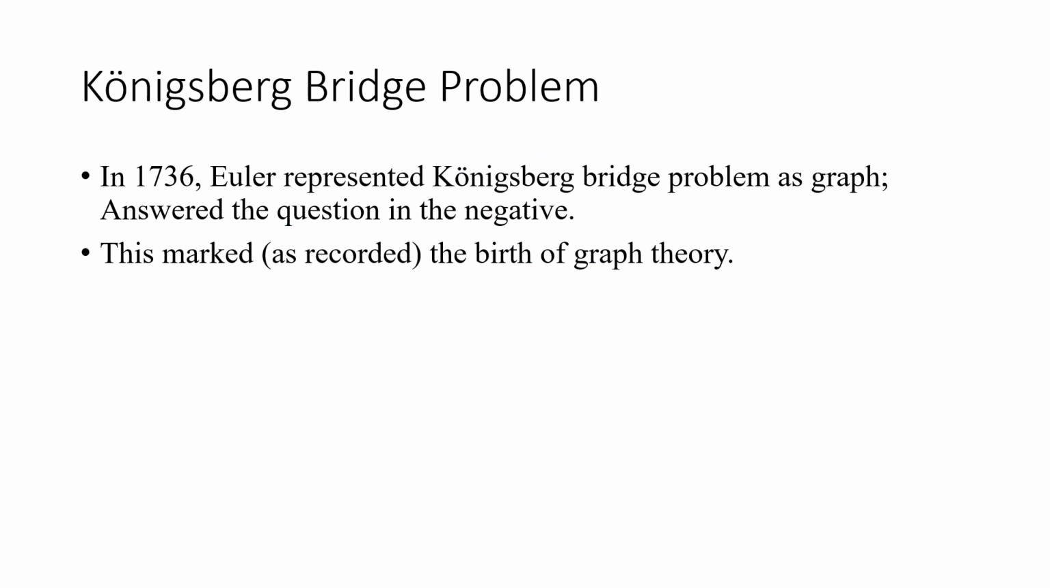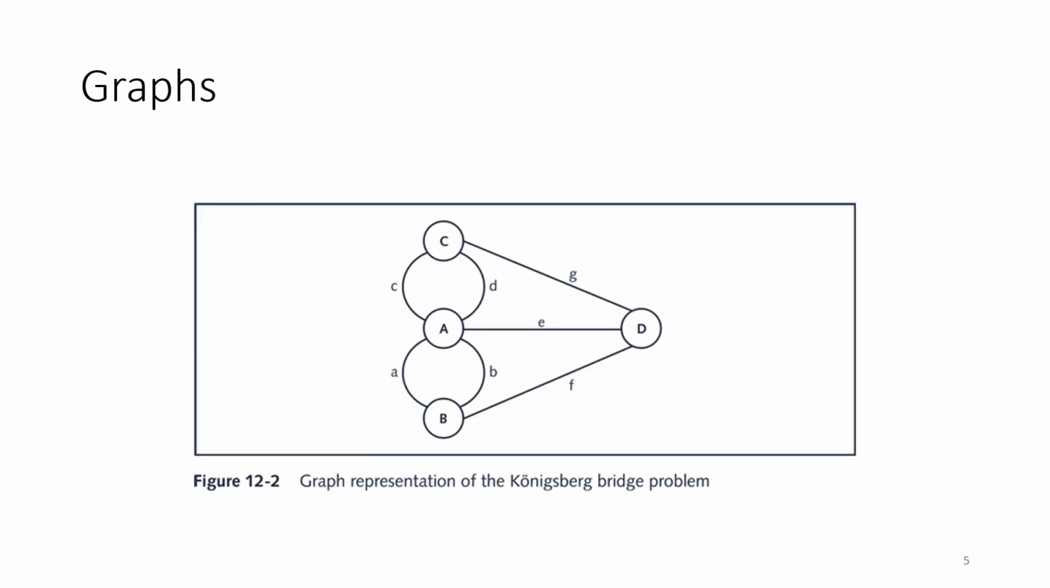In 1736, Euler represented the Königsberg Bridge problem using a graph, and he answered the question in the negative. He has proved that there is no satisfactory solution for this particular problem. This marked the birth of graph theory. What he has done is he has represented different land areas using circles and bridges were represented using lines.